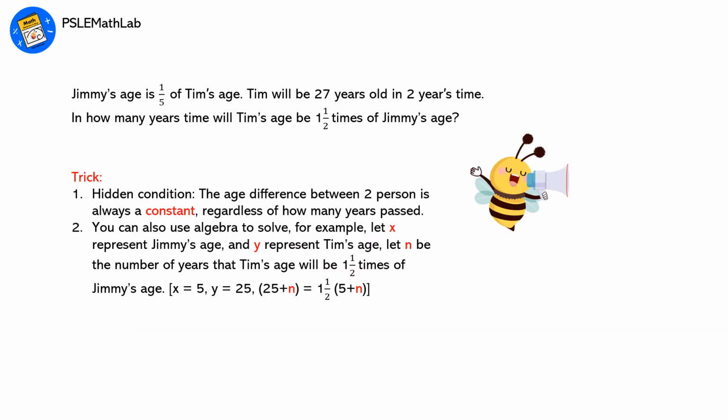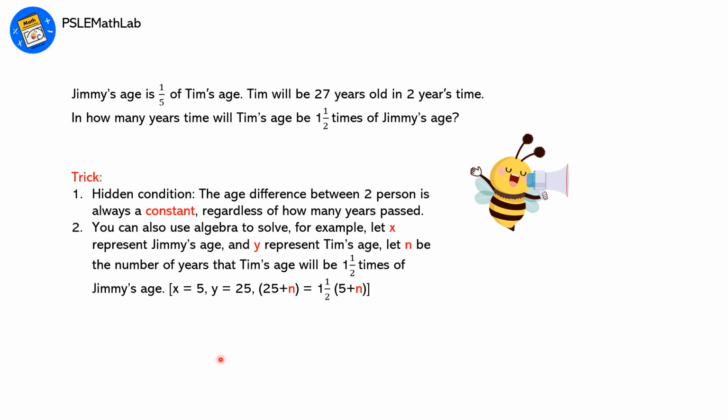Now let's move to the trick part. So the thought process of this solution is we have the information to calculate Jimmy and Tim's age this year, and also with the hidden condition that the age difference between two persons is always a constant regardless of how many years have passed, we are able to calculate that after n years, what Tim's age is and what Jimmy's age is, such that Tim's age will be 1.5 times Jimmy's age.